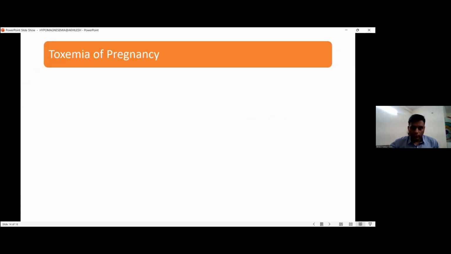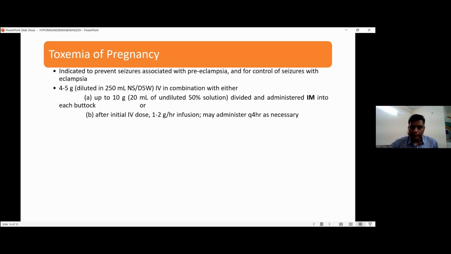There are a few other places where we use magnesium sulfate, such as toxemia of pregnancy. Here, magnesium sulfate is used to prevent and control the seizures associated with preeclampsia. It causes neuromuscular blockade and muscle relaxation. First we give a bolus of 4 to 5 gram IV in 250 ml NS, followed by 10 gram intramuscularly in divided doses, or we can continue with infusion at the rate of 1 to 2 gram per hour.